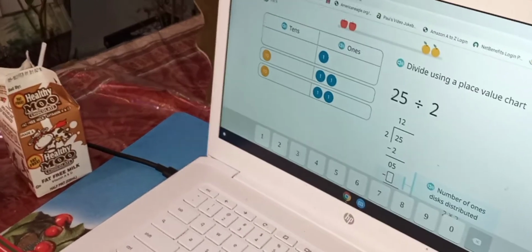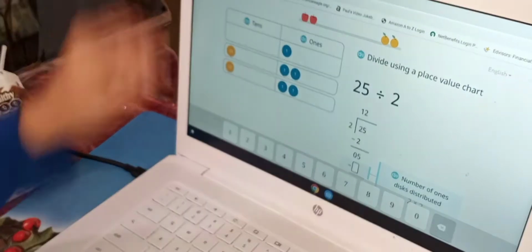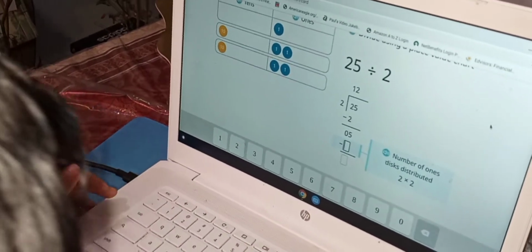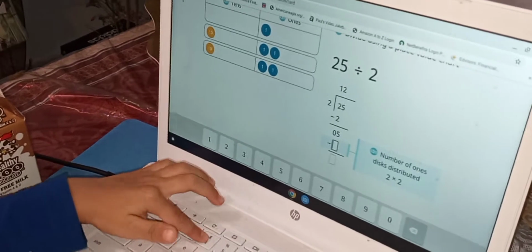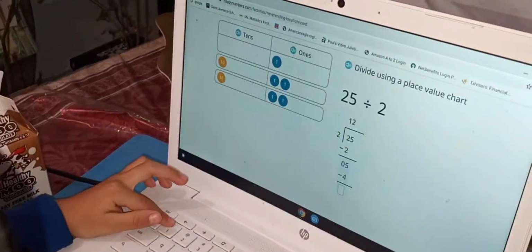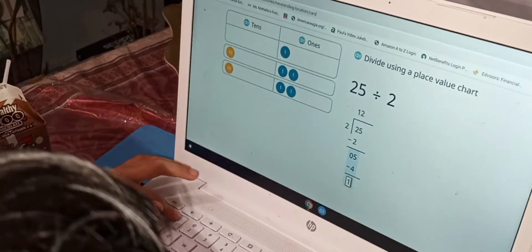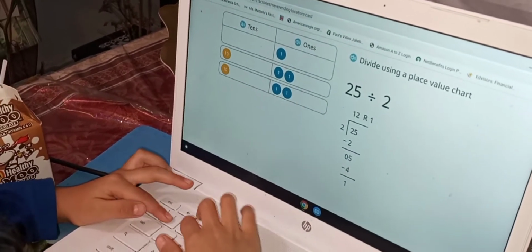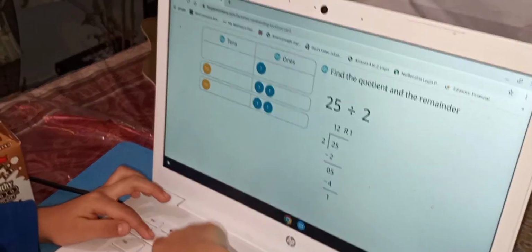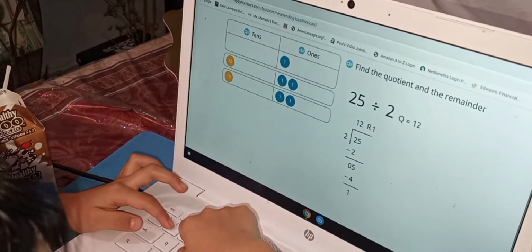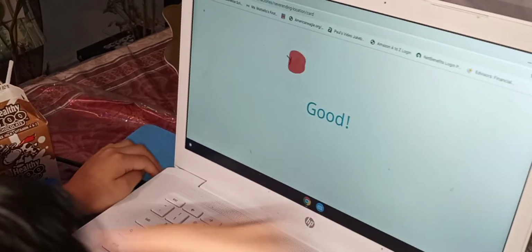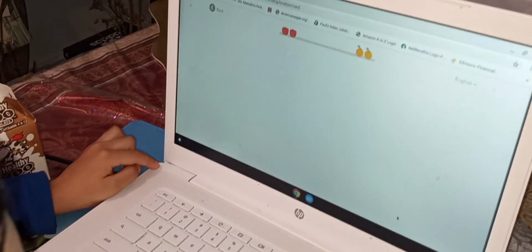What's the answer? 2 times 2 equals 4. Alright, write down 4. So now you subtract. 5 minus 4 is 1. So what's your answer? The remainder is 1. The quotient is 12, and the remainder is 1. Very good.